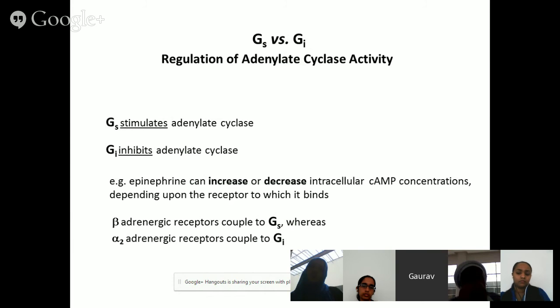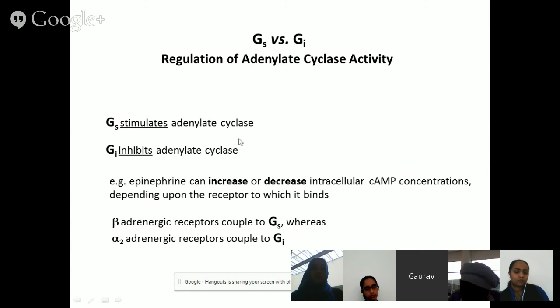Now next, the difference between GS versus GI. GS, S denoting a stimulatory response. I denoting an inhibitory response. So Gi is also like a G protein receptor. In this one, this inhibitory G protein will inhibit the adenylyl cyclase enzyme. That is the only difference.